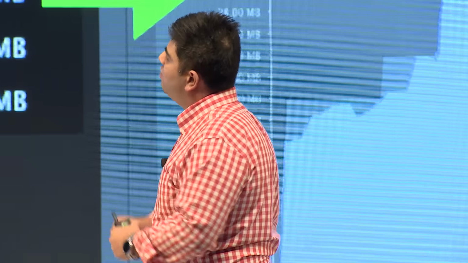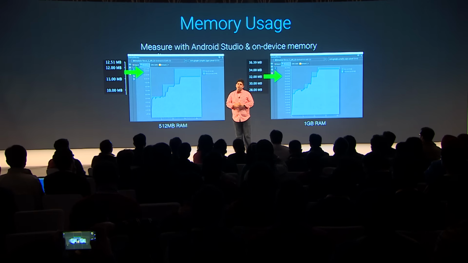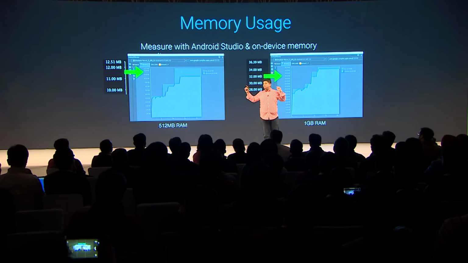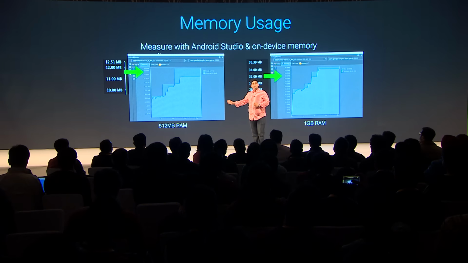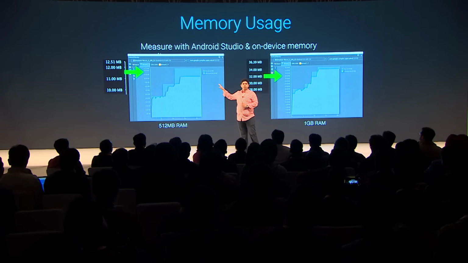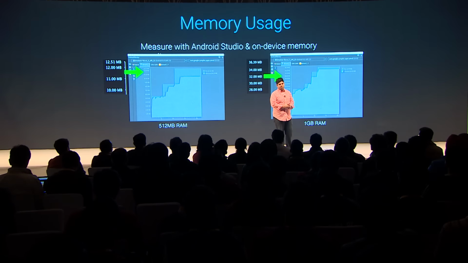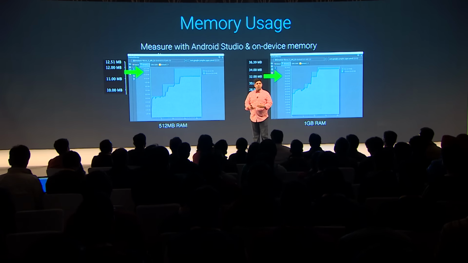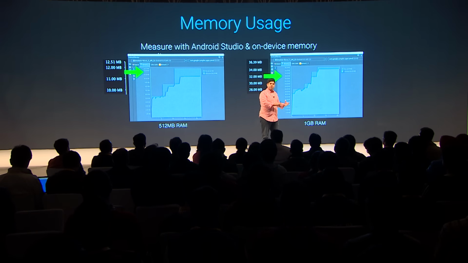We've tried to be really clever about giving you the right tools in Android Studio to detect memory usage. So I want to call out these two graphs here. On this side, we have a 512 meg RAM device, and on the left side, we have a 1 gig RAM device. And what I want you to focus on are those numbers on the top left. On the 512 meg RAM device, this app is using about 12 megs of memory. On this device, the same app is actually using 36 megabytes of memory, which means that this app is being really clever and using all these optimizations to adjust its memory usage based on what's available.